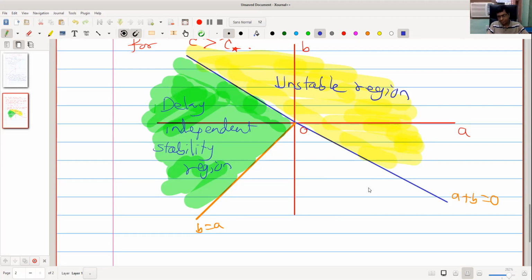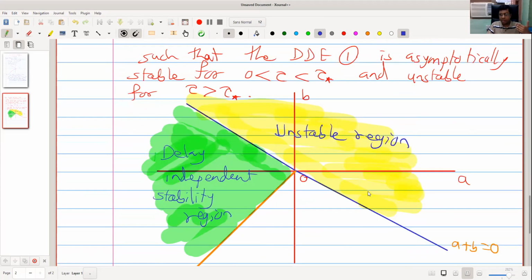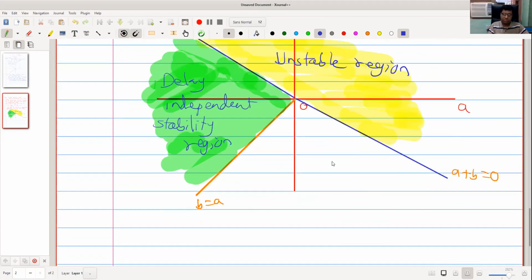So this remaining region is where we find this tau star value, and if our delay is between 0 and tau star, then we get asymptotically stable behavior, and if the delay crosses this tau star, then we get unstable. So in general we can have stable as well as unstable solutions. So this part is the delay dependent stability region.